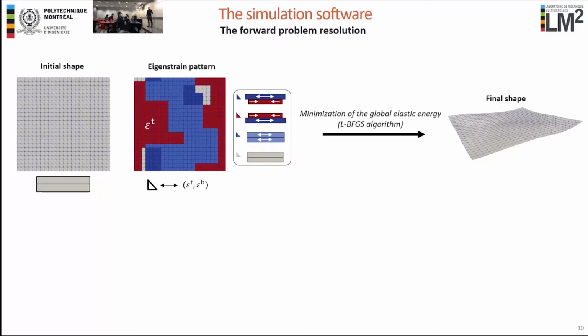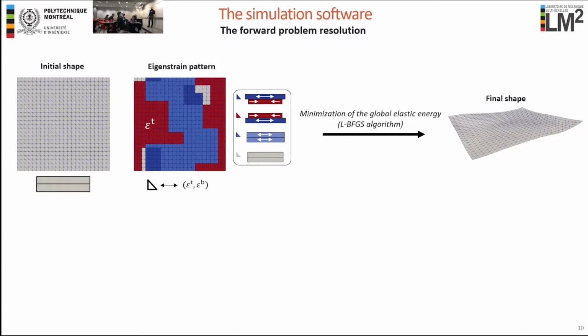For example, the blue elements correspond to stretching of the top layer, which essentially means treatment from the top side. The red elements correspond to contraction of the top layer, which means treatment from the bottom side. The lighter blue elements stand for treatment from both sides, so that the induced eigenstrain is a superposition of the eigenstrain induced by treatment from both sides. And the gray elements stand for the absence of treatment.